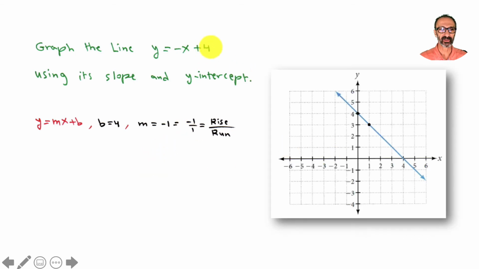So locate the 4 on the y-axis. That's your y-intercept. Follow the rise over run, or the slope. Rise 1, that means go down 1. Run 1. Locate this point, mark it, connect the lines, and you're done.